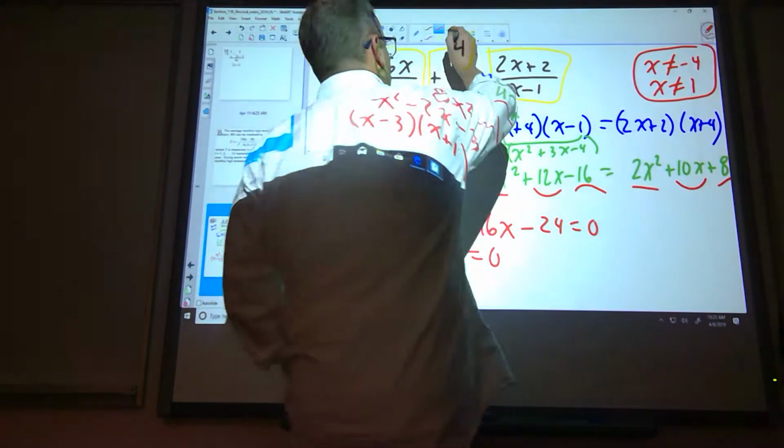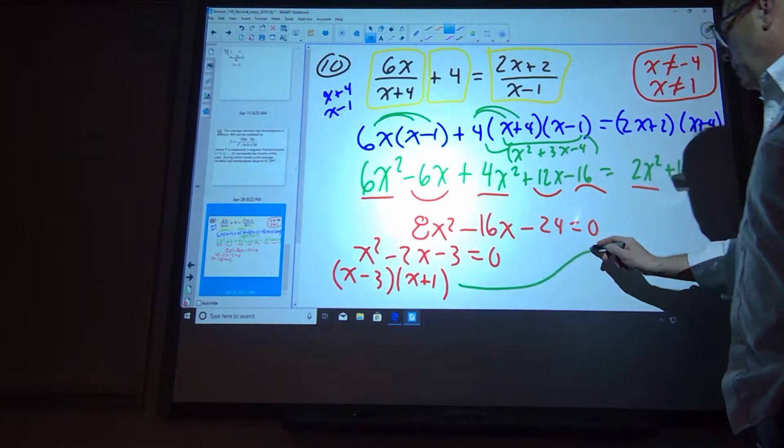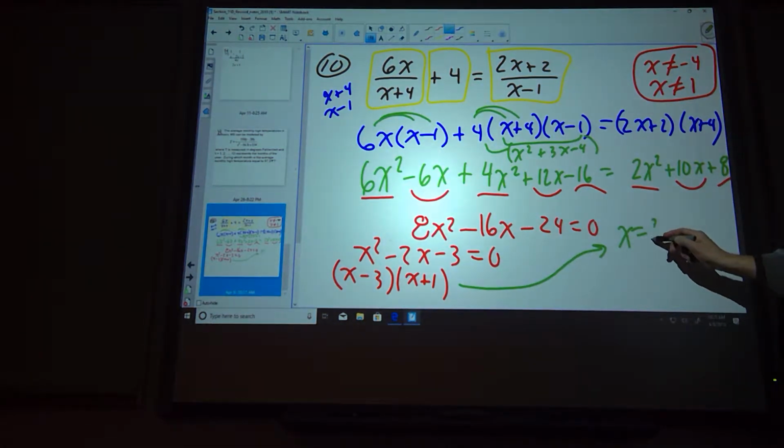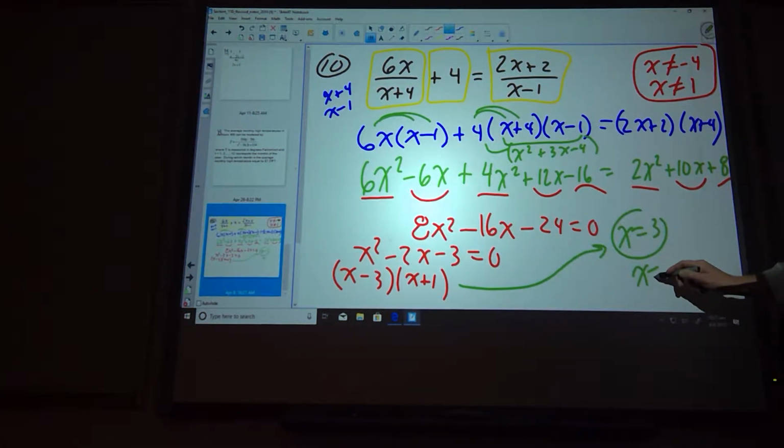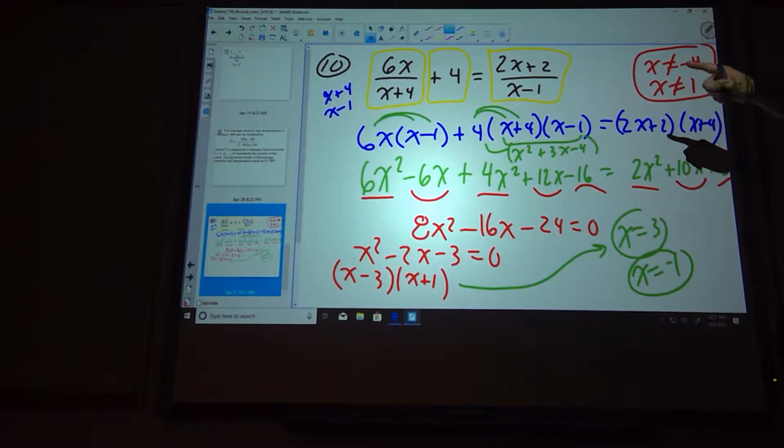Okay, if I set both those equal to 0, I will find that x is equal to 3 and x is equal to -1. Were any of those excluded? Nope, they're good. So if I plug 3 in, I don't get a denominator of 0. If I plug -1 in, same thing. There's my answers.